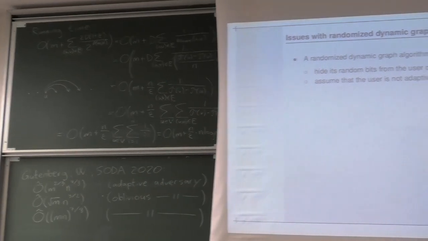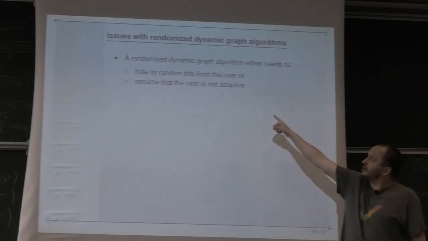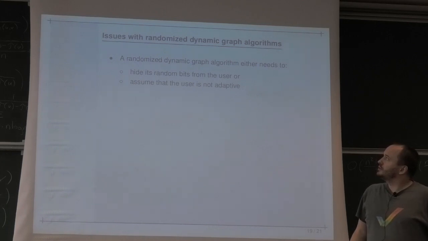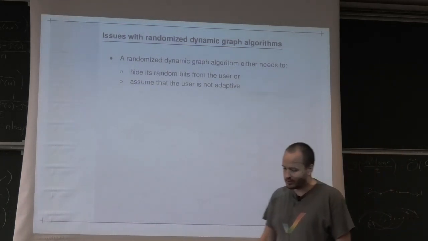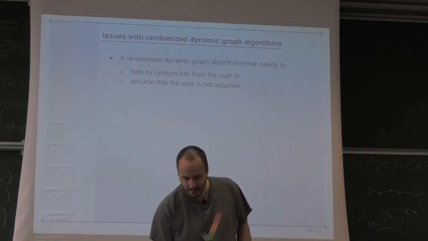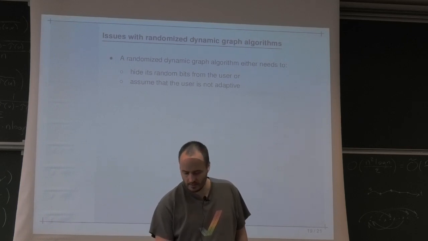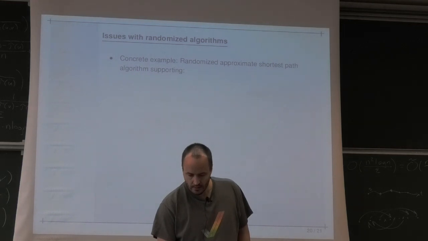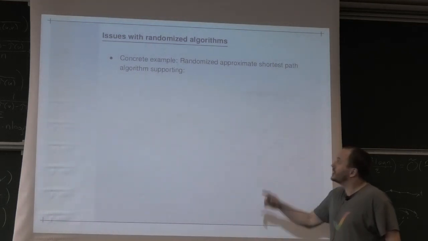So such an algorithm either needs to somehow hide its random bits from the user, or assume that the user is not adaptive, and I will describe in a moment what that means. But it basically means that the user is not evil. It cannot screw things up. But let's look at a concrete example. We have already seen this problem.